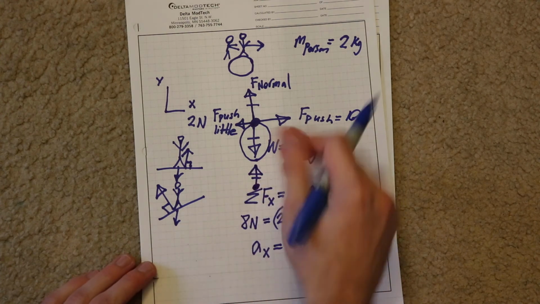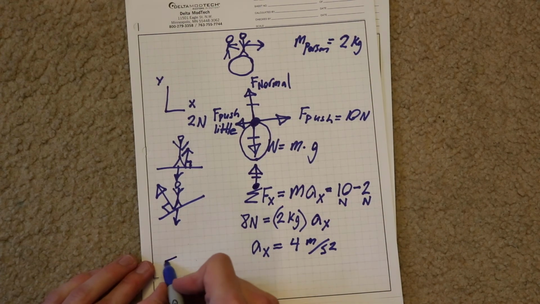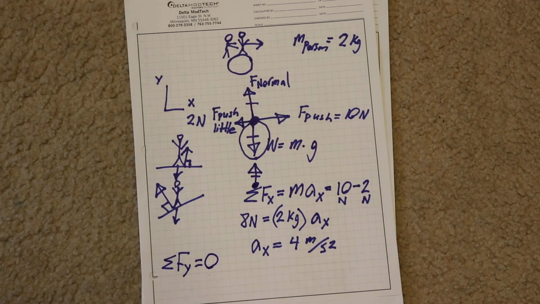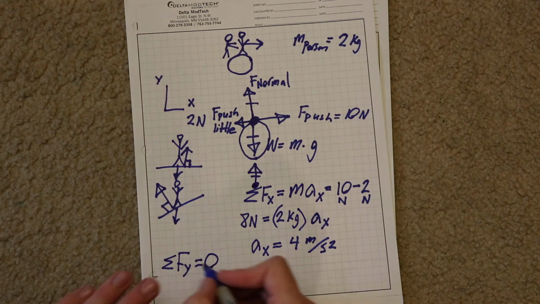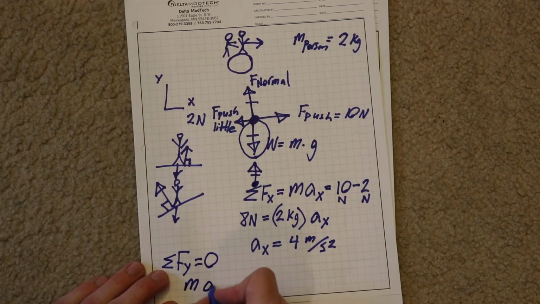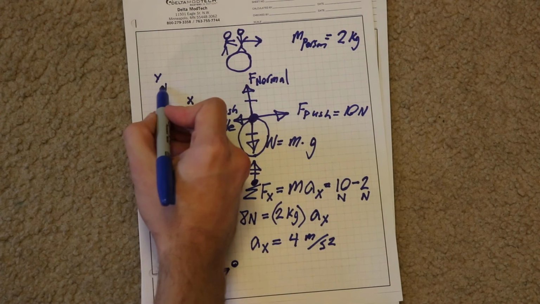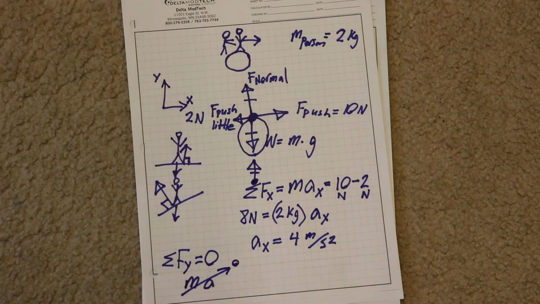Because in this case we said these were equal, the sum of the forces in the y direction is 0. And when we assume that, we also assume that the acceleration is 0. So there's no acceleration in the y direction as we defined it. But there is in the x direction because of this person that's pushing.